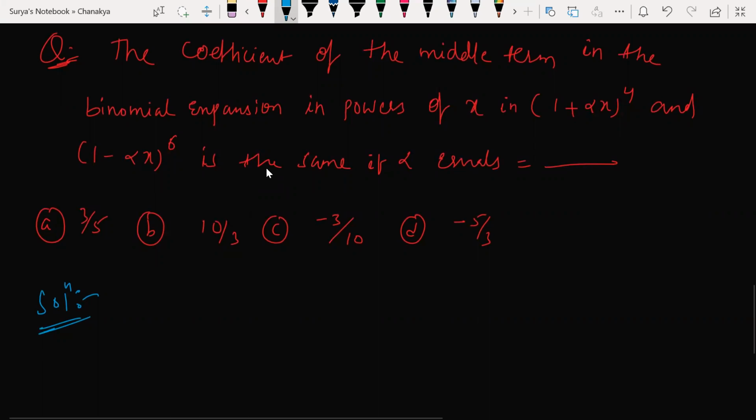Here he is talking about this expansion and this expansion. (1 + alpha x) to the power of 4: what is the middle term for this expansion? Here n value is 4. The formula is n/2 plus 1. Middle term formula, we learned it; I just gave you a hint. Solve that.